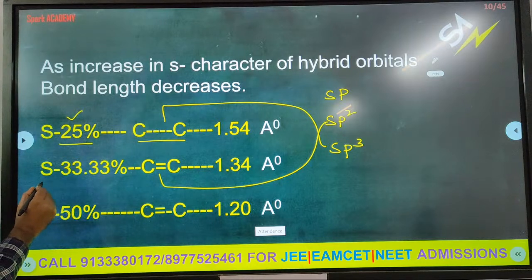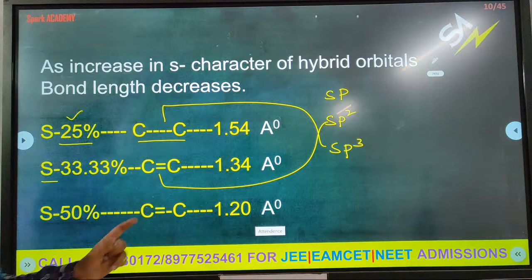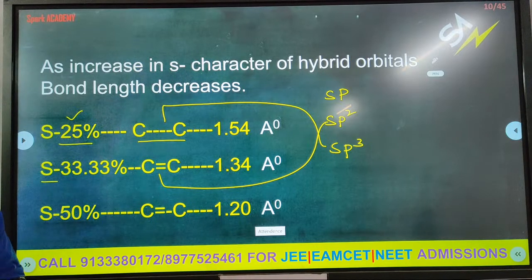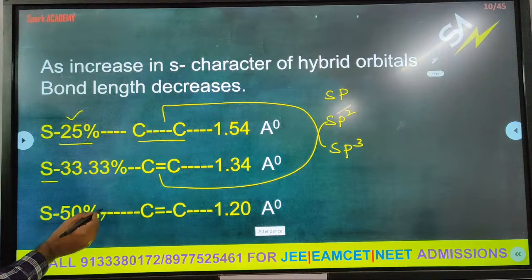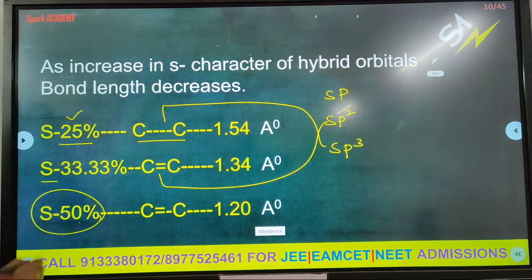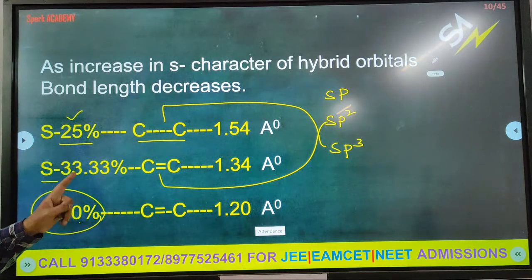So what about S character in the case of the sp2 hybridized carbons? 33.33%. In the case of the sp hybridized carbons, they contain 3 bonds. So in that, what is the S percentage? S percentage is 50. So the S percentage here is increasing as the S character increases.